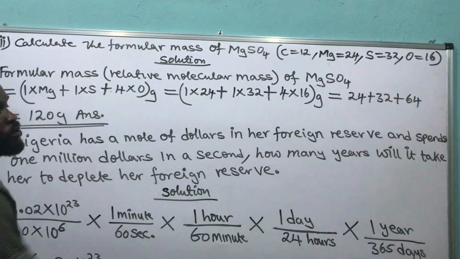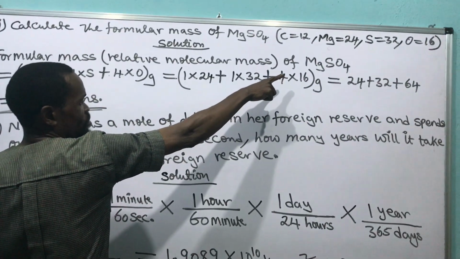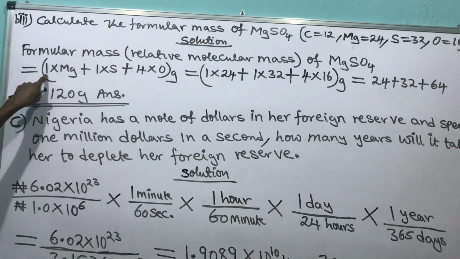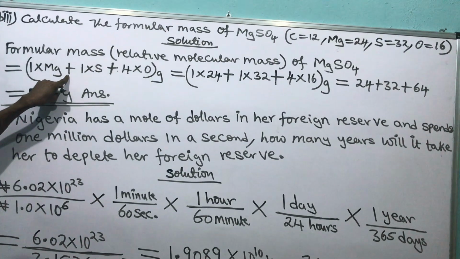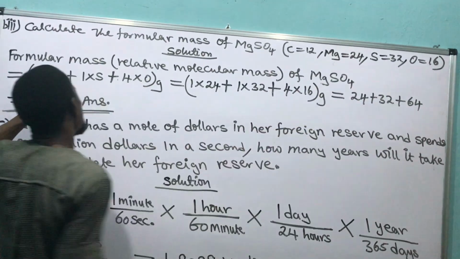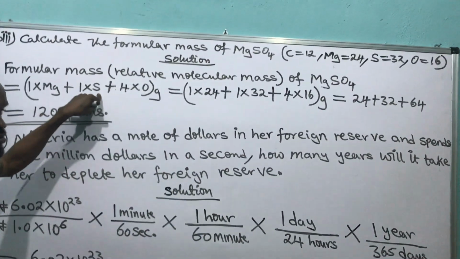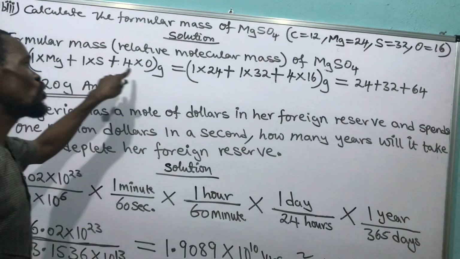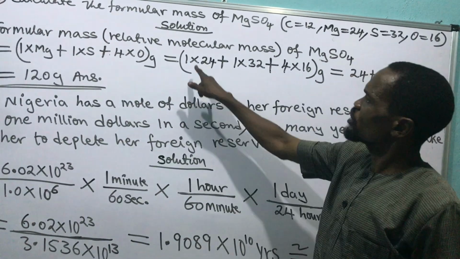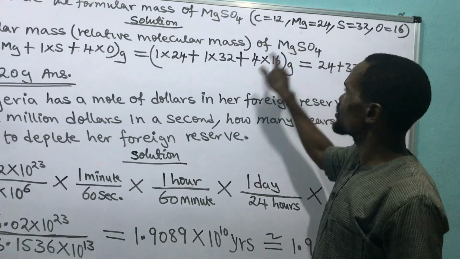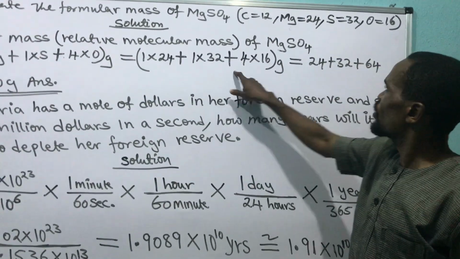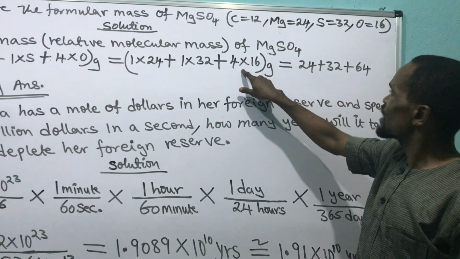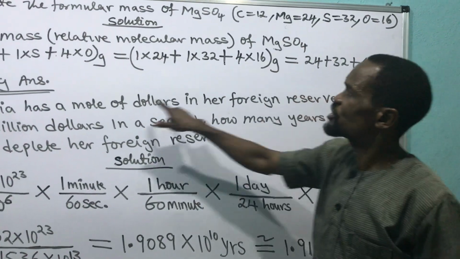Coming again, I want to calculate the molar mass of this, the molecular mass. How many Mg is here? It's only 1. We have 1 times Mg. Then how many sulfur, which is X, is here? I have 1 times sulfur. Then how many oxygen is here? 4 oxygen. I have 4 times O, which is oxygen. Then the molar mass of magnesium is 24, plus the molar mass of sulfur, which is 32, plus 4 times the molar mass of oxygen, which is 16.